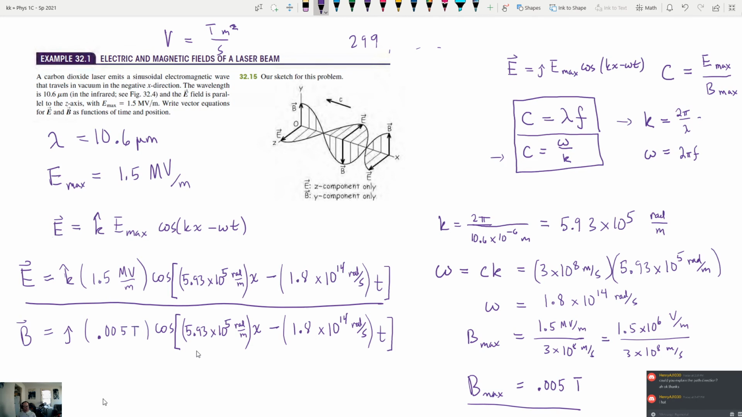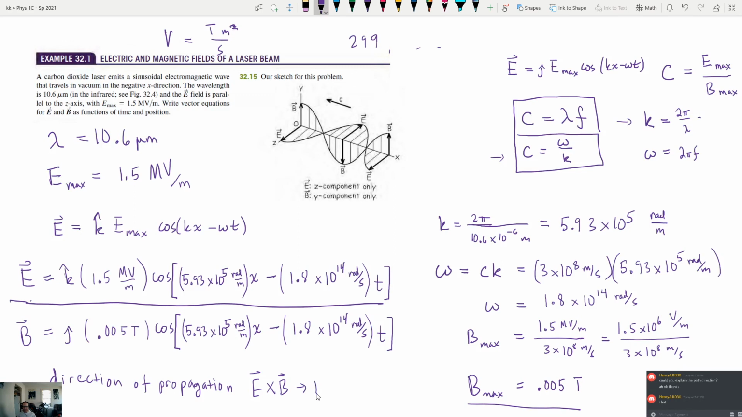What's the final thing we need to do to make sure these two equations are correct? We need it to travel to the left, not the right. So we can check the direction by crossing the vectors. The direction of propagation has to be given by E cross B. In this case, E cross B is going to be K cross J, which is negative x. That's fine. So we're good.